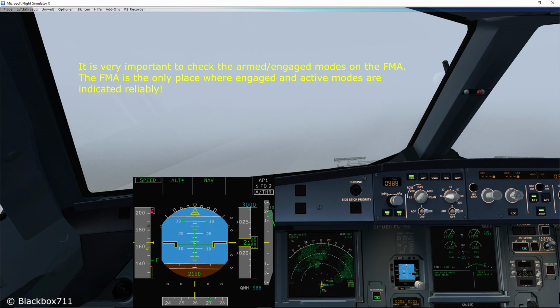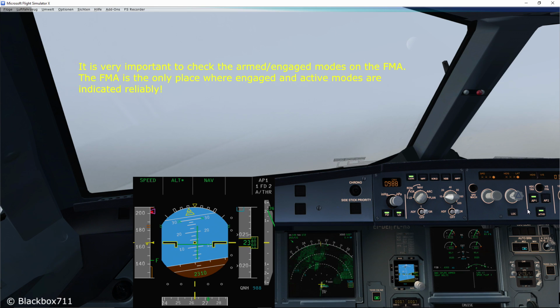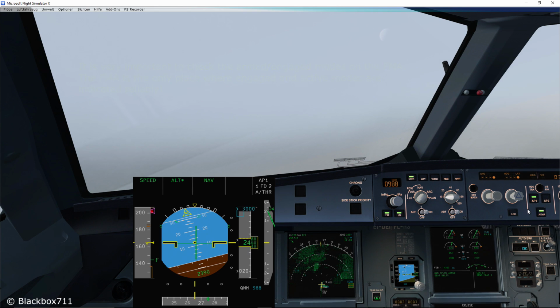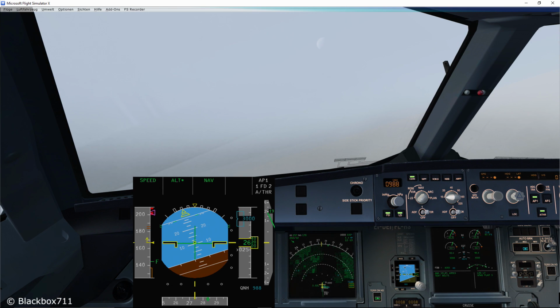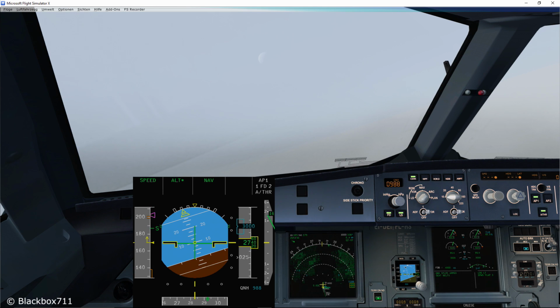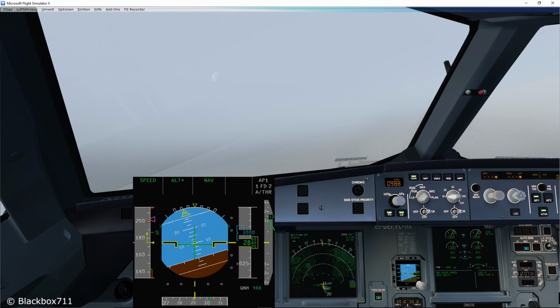Now we can see that there's a lot of things happening pretty much at the same time. That's why you as a pilot have to remember these steps by heart. Another thing which will take some time to get used to is the use of the autopilot flight director system. But then again, the more you practice, the easier it will become.